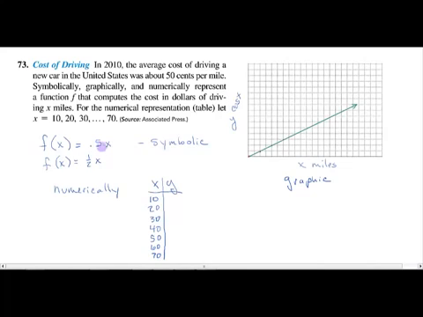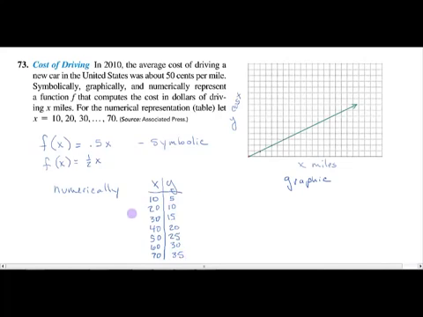When I put a 10 in here, 1/2 times 10 is 5. So if you drive 10 miles, it costs you $5. 20, if I go 20 right there, 0.5 times 20 is a 10. In other words, all of our y's are going to be half of what those were. So 5, 10, 15, 20, 25, 30, 35.